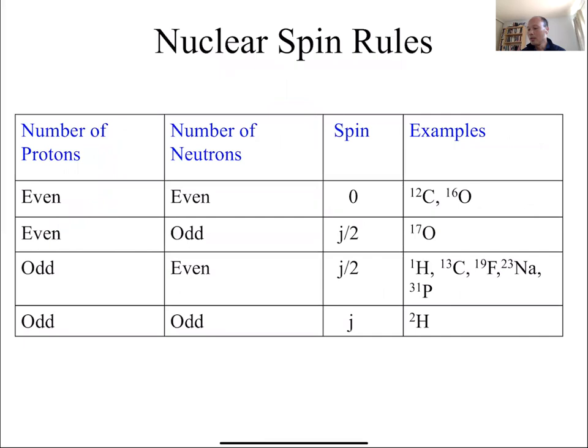So there are different types of spin you can have. In this class, we're really going to focus on these spins here, which have a multiple of a half spin. And in particular, we're going to focus on the hydrogen proton.